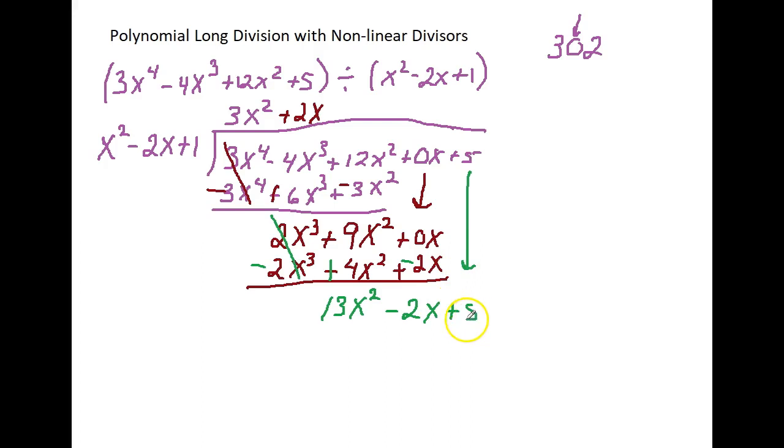So plus 5. Now I say, what times x squared gives you 13x squared? 13. So we say plus 13. I take 13 times x squared, and I get 13x squared. 13 times negative 2x gives me negative 26x. And then 13 times 1 gives me plus 13.